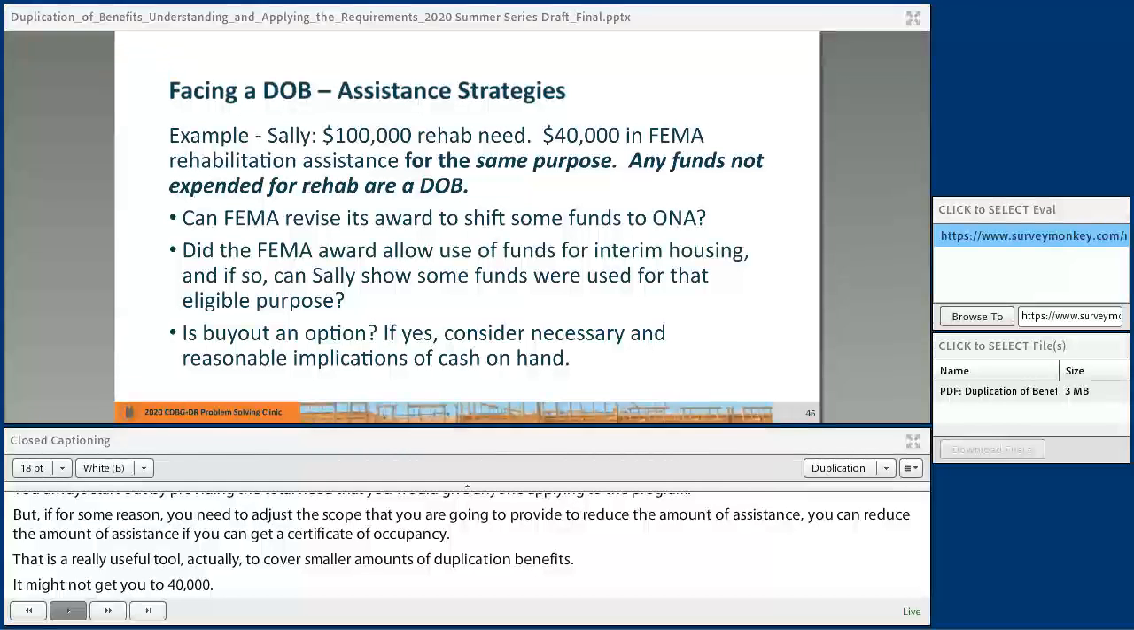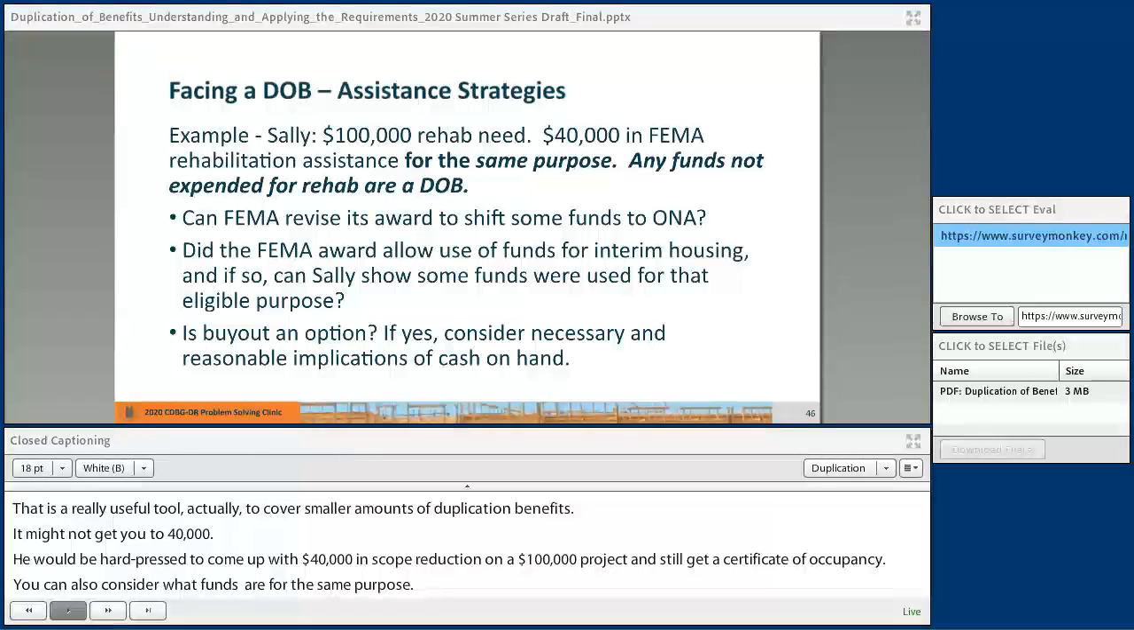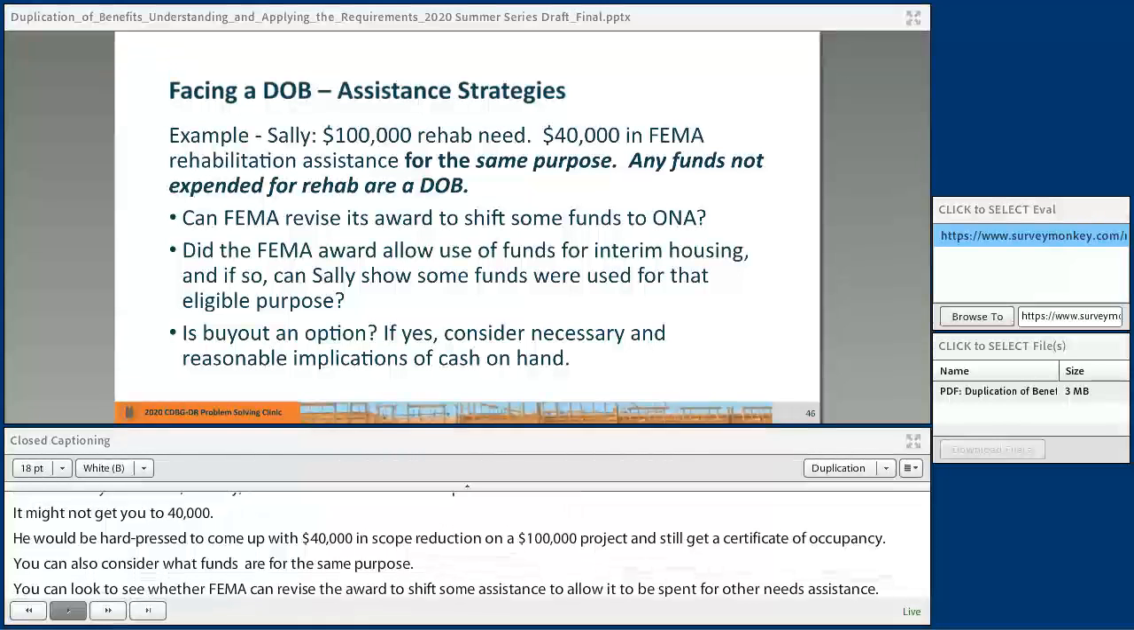You can also consider what funds are for the same purpose. So you can look to see whether FEMA can revise its award to shift some of that assistance so it can be spent for other needs assistance. That's pretty rare and really time intensive, so it's tough to make that part of your everyday policy, but it might work on some rare occasions.